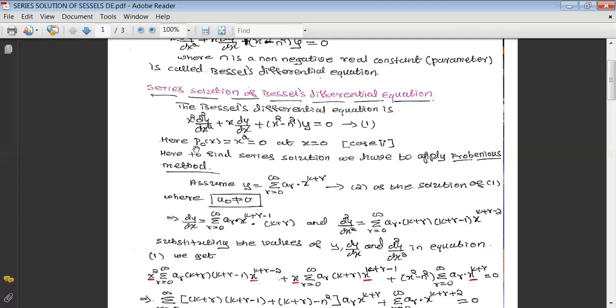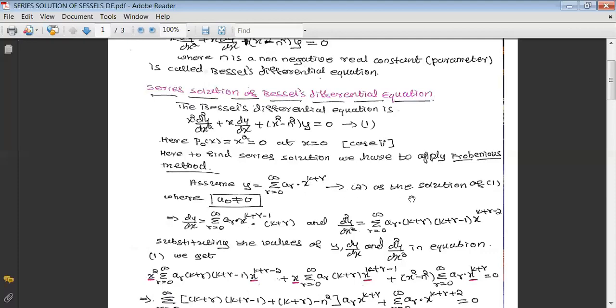That's why here we take p naught x equal to x squared, and its value is 0 at x equal to 0. This means x equal to 0 is a singular point. That's why we have to follow case 2 as we discussed in the previous video, and here we have to find the series solution of Bessel's differential equation. We have to apply the Frobenius method, and according to the first step of the Frobenius method, we have to assume y equal to summation r varies from 0 to infinity a_r x raised to k plus r.